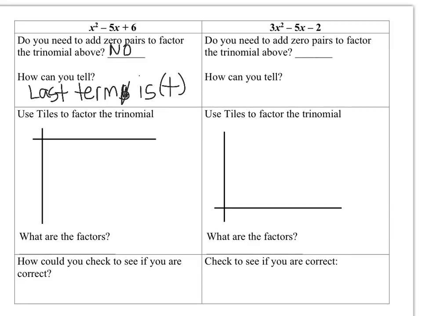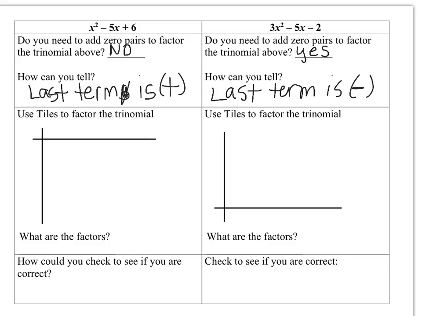Now looking over to the question to the right, 3x squared minus 5x minus 2, am I going to need zero pairs there? And the answer there is yes. And the reason is because the last term is negative. So the last term here is kind of giving us some clues on what to do.